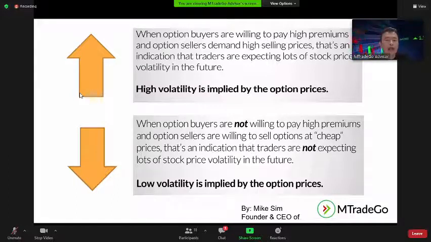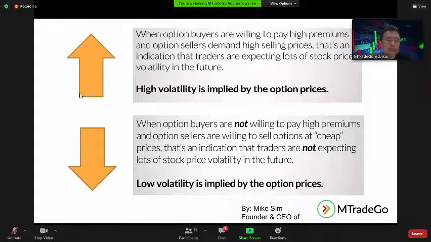So high volatility is implied by the option price. This is very important. A lot of people thought implied volatility impacts the option price. No. Implied volatility cannot move by itself, but option price, yes. Option price is actually all based on the event happening to the mother stock. So when people start to buy options, it may imply something. If it's call options, the stock will go up. If it's put options, the stock will go down.